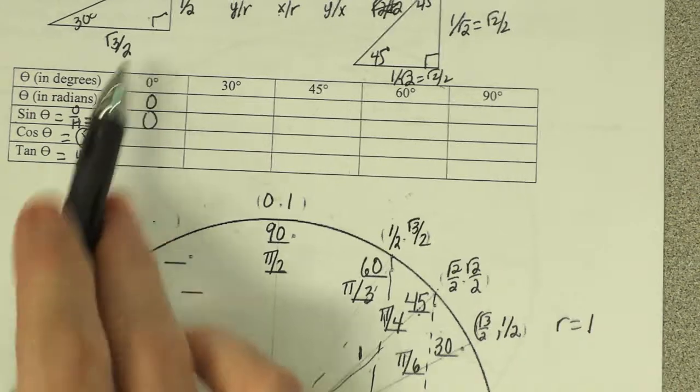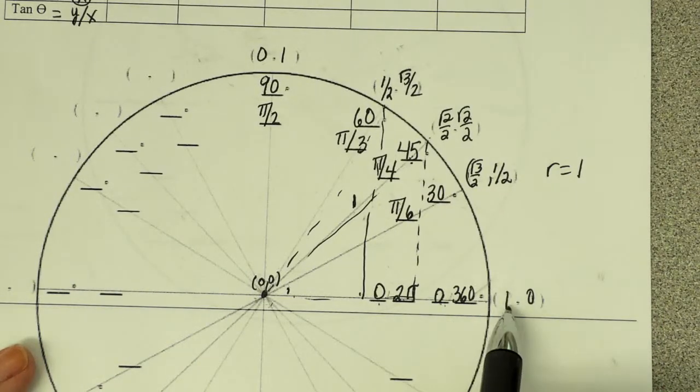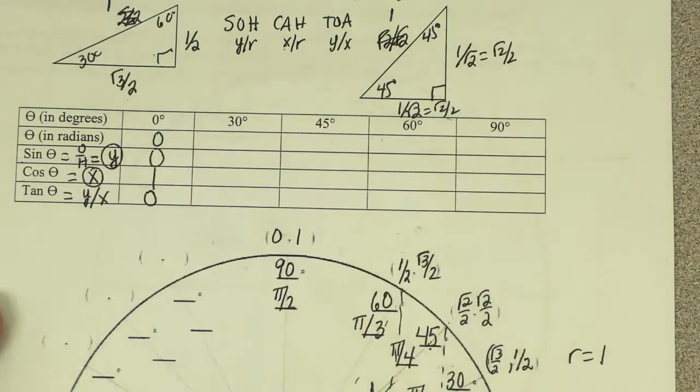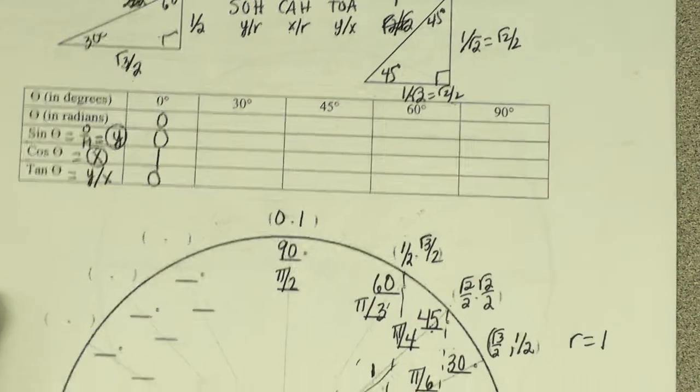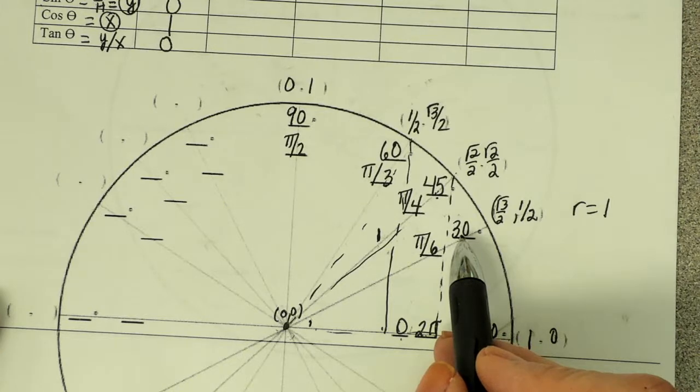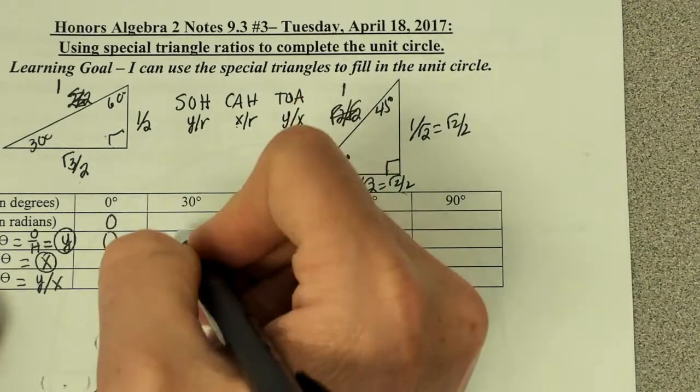If I want to know the cosine at 0, it's going to be 1. It's just the x value. If I want to know the tangent, it's going to be y over x, so it's just going to be 0. 30 degrees. I think 30 is 180 divided by 6, so it's pi over 6.